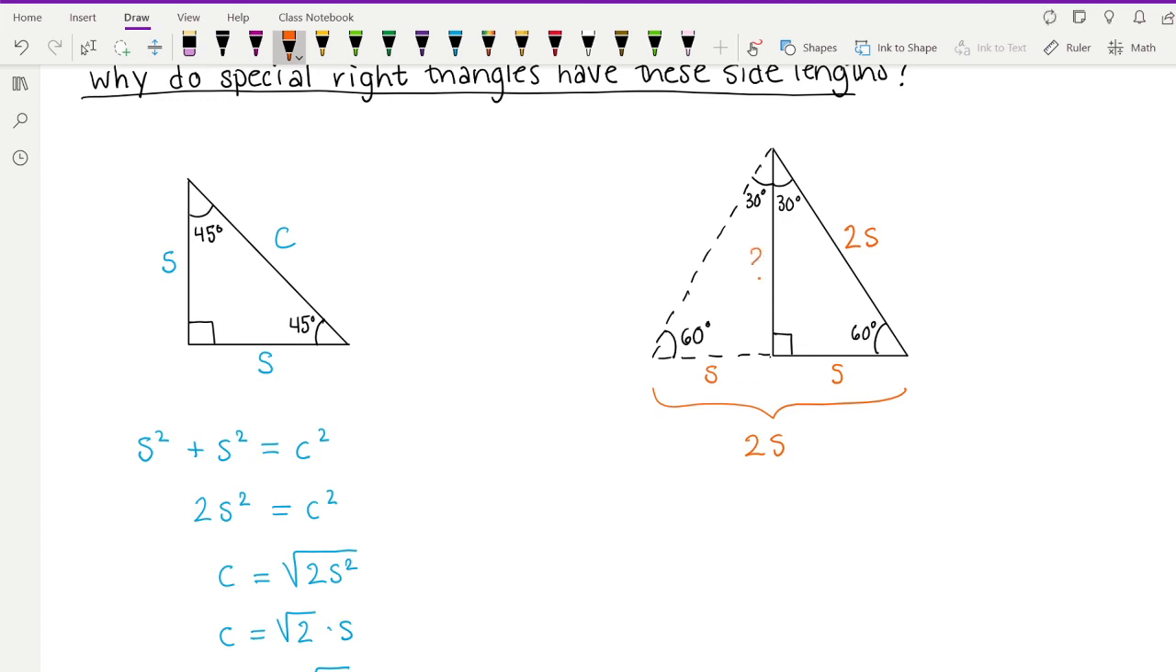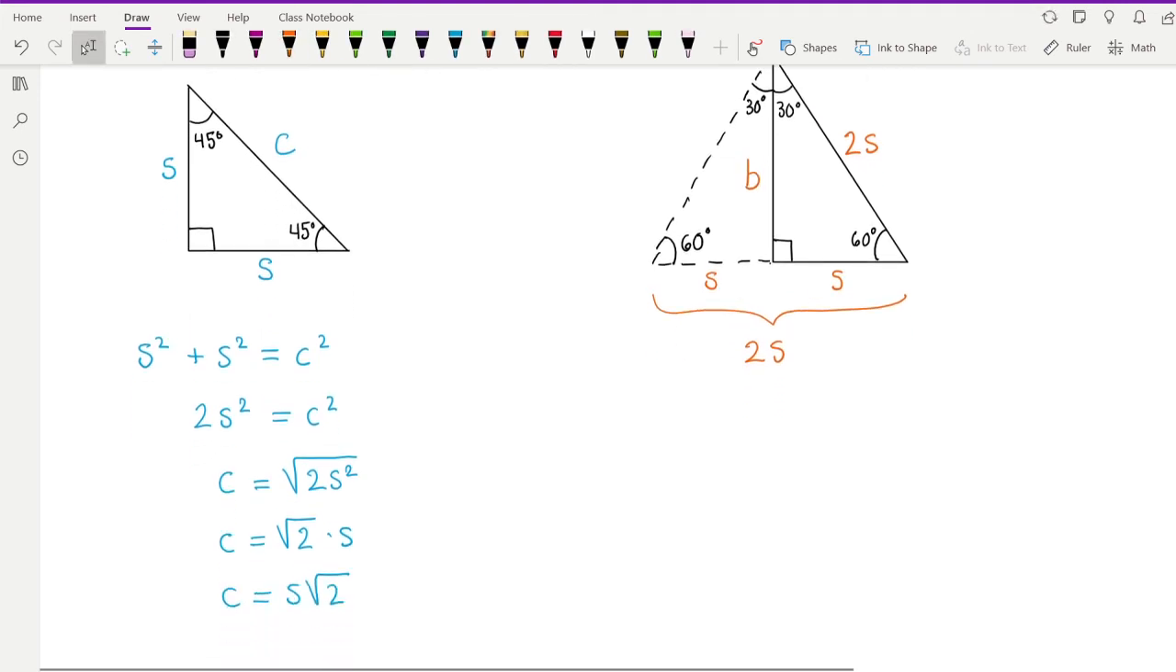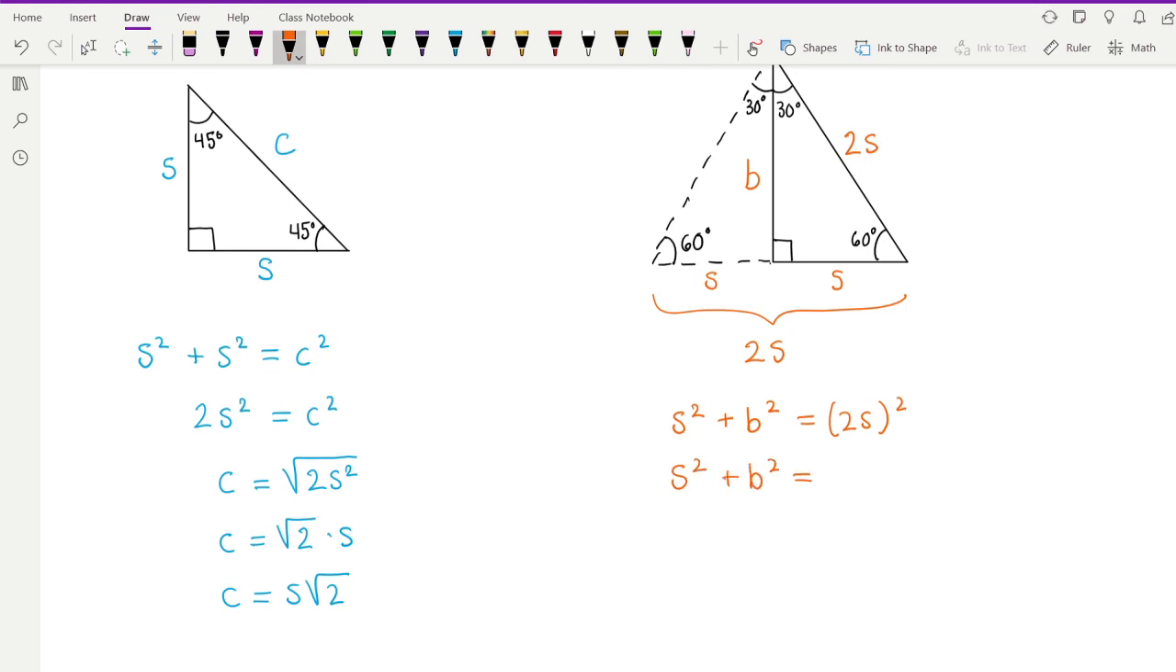And so if I were to label this with the letter B and use the Pythagorean theorem, we can figure out what that side is. So using the Pythagorean theorem, we would have S squared plus B squared is equal to 2 times S squared. So that's going to be S squared plus B squared is equal to 4 times S squared.